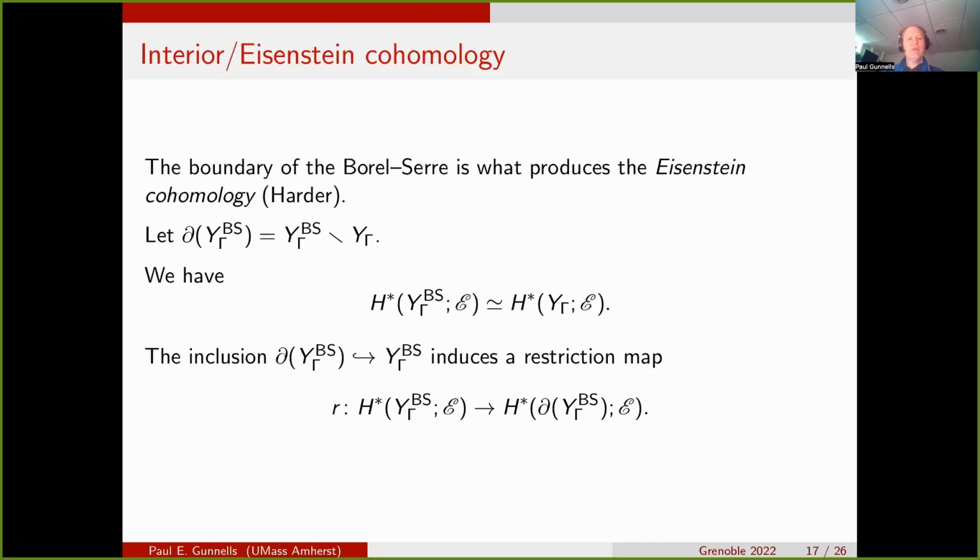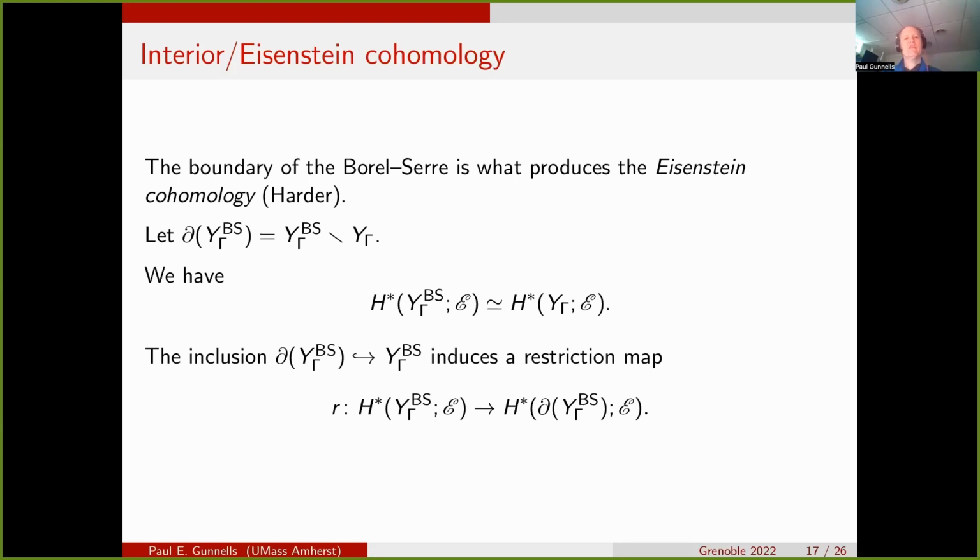Okay, I just want to say very quickly more about the Eisenstein cohomology. In some sense, the boundary of the Borel-Serre is what's producing that Eisenstein part for the modular curve. And that's true in general. It's a general theory of Harder. We certainly can't do justice to it here.